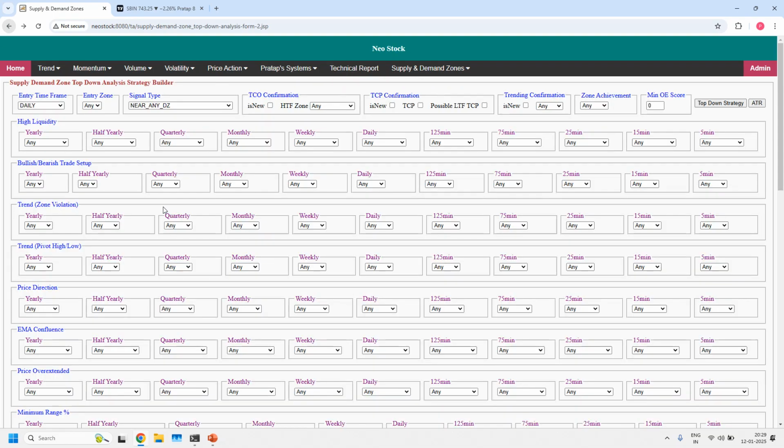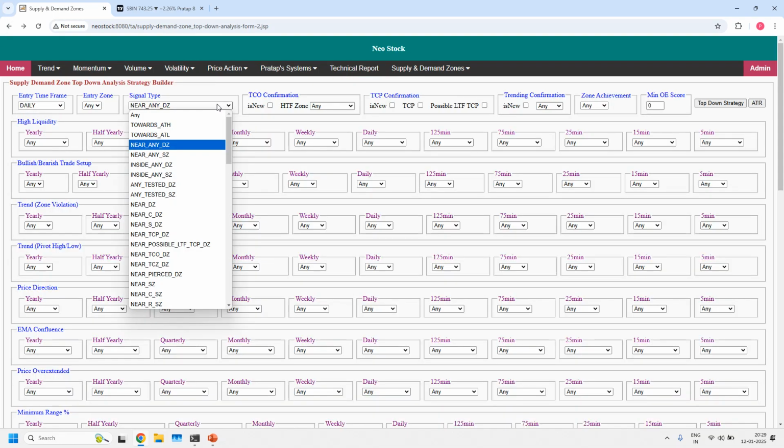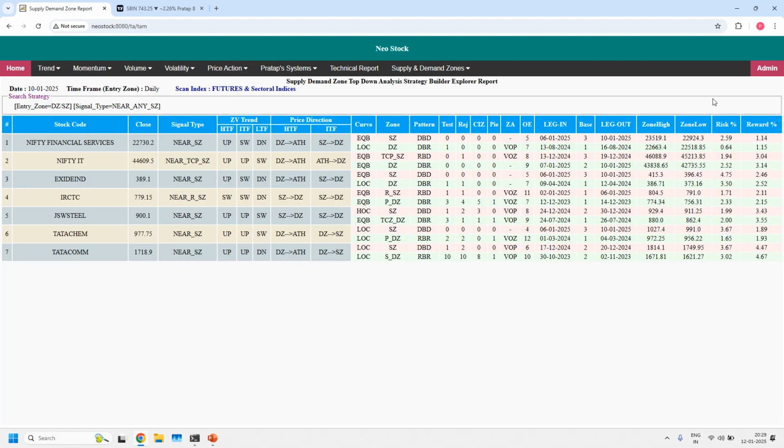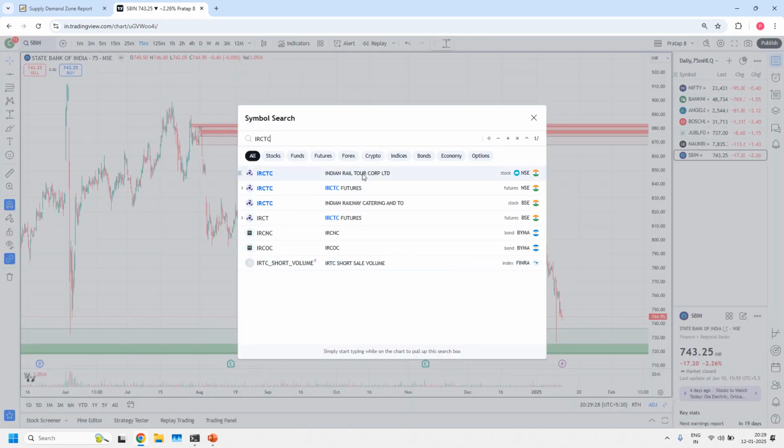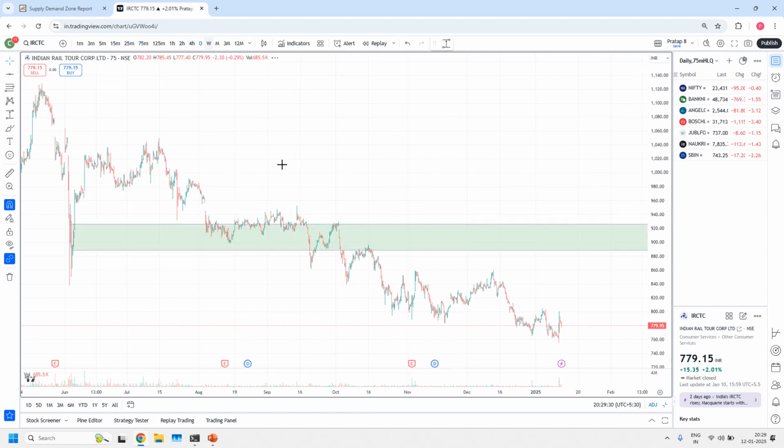Similarly, we have supply zones also available on the daily time frame. Stocks near daily supply zones. Here also you might have high liquidity zones. See here, you have one high liquidity zone, Nifty IT, this one. But we don't take indices. Yes, we have another supply zone here. What is the supply zone? IRCTC. And when was it created? 2/1/2025. How many base candles? 1. So this is also a daily zone.